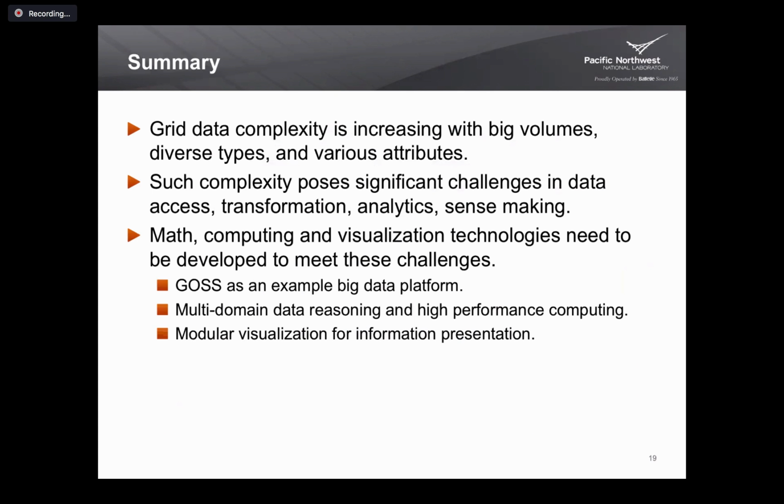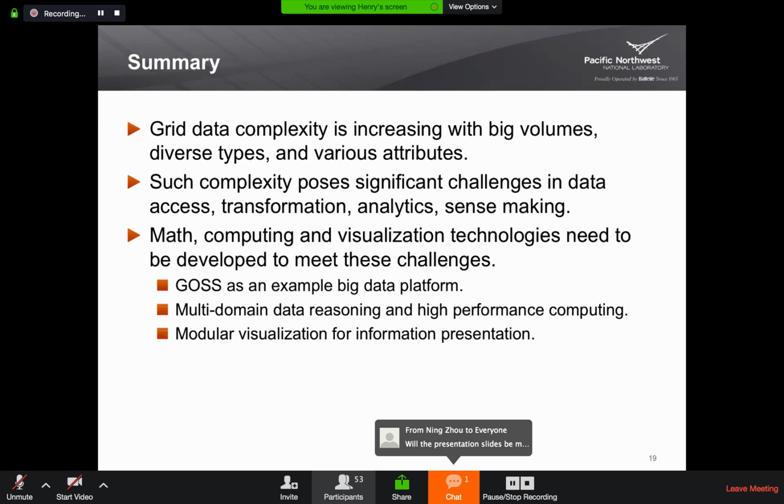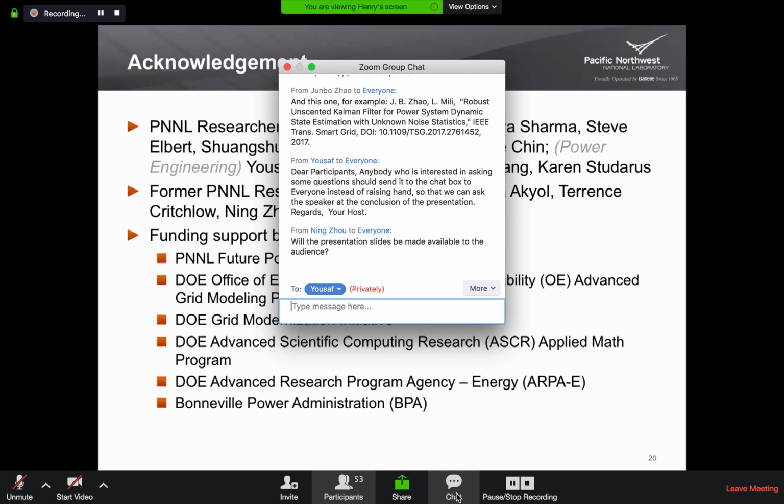So with that, I would end here. Hopefully you have some questions and then we can have some conversation. But just to quickly summarize, the power grid data issues have become much more complex compared to the old days. We have volume issues, speed issues, and a lot of information we could gain from the measurements, but the challenge is how we do it. And there are efforts going on to address those challenges at PNNL and other places too. The examples I gave, like Gauss, multi-domain data reasoning, and also visualization, can be part of the solution, but I think there's a lot more that should be done.